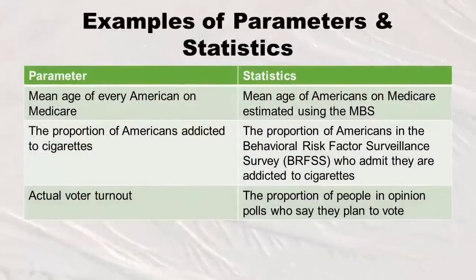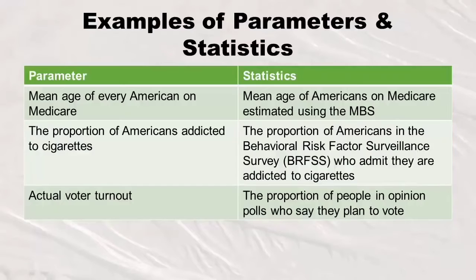So here's an example of parameters and statistics that are based on the same population. For example, the mean age of every American on Medicare is a parameter. That's every single person. However, remember the Medicare beneficiary survey? That's just a sample. So if we took the mean age of those people, we would just have a statistic. And again, you just have to pay attention because if you listen to the news, you'll hear them use the word statistic to mean both parameter and statistic.